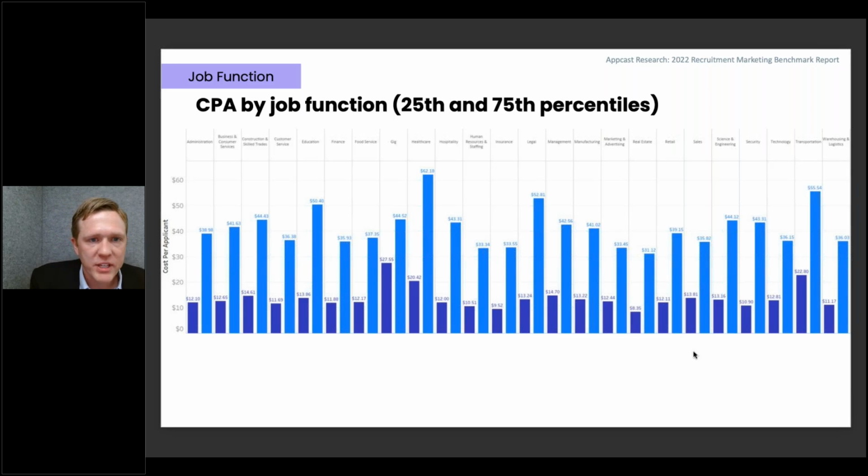So take gig, for example. Gig work over here has actually the highest 25th percentile cost. So you see Uber and Lyft and DoorDash and a number of delivery services companies competing very aggressively, particularly at the floor of that market, to drive up the 25th percentile cost to $27.55. That's the highest 25th percentile, but healthcare is the highest 75th percentile right here at 62.18. And so you can look at these metrics again. The reason we break it down by job function is it empowers you as a recruitment marketer to budget and forecast appropriately, because this ever-changing labor market is hard for all of us to wrap our head around.